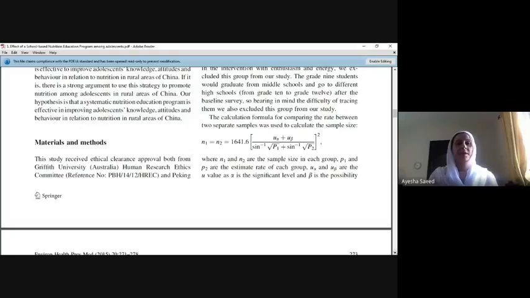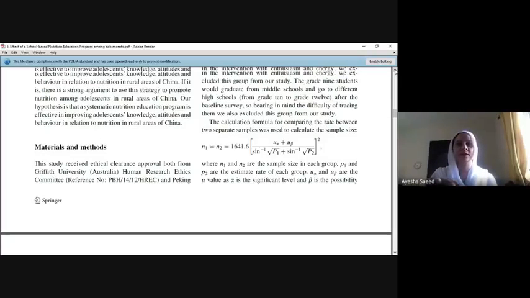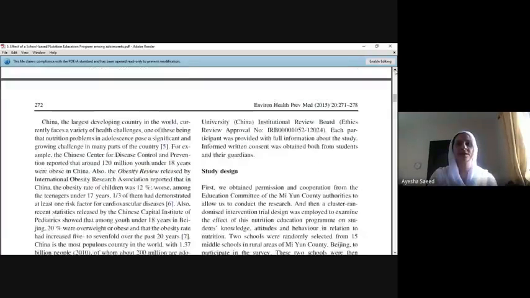Material and methods. This study received ethical clearance from Griffith University, Australia. They have given the ethical approval a number, and from Peking University, China, an IRB number has been given. Each participant was provided with full information about the study. Informed written consent was obtained both from students and their guardians. This is a brief description of the ethical concerns that were addressed in this study.